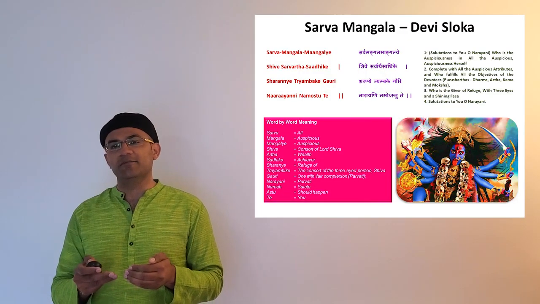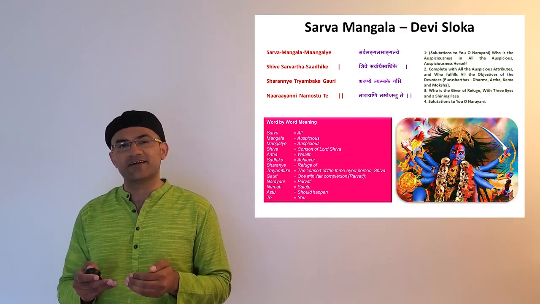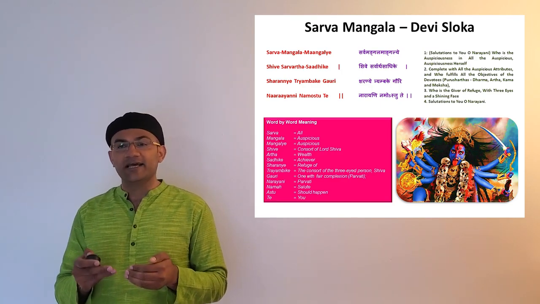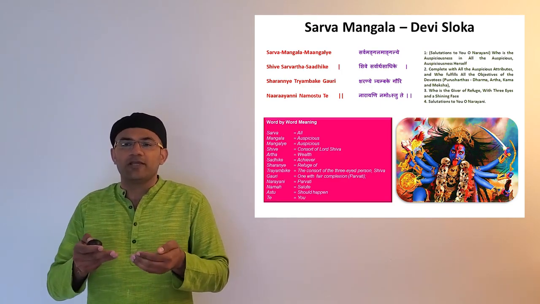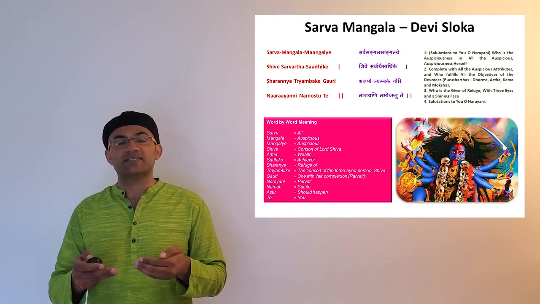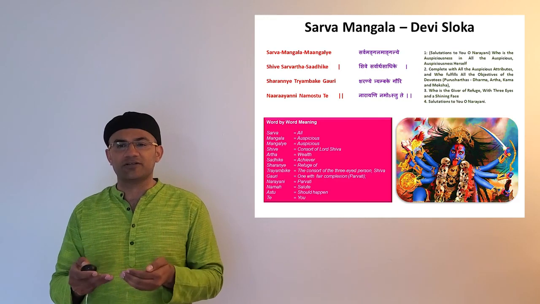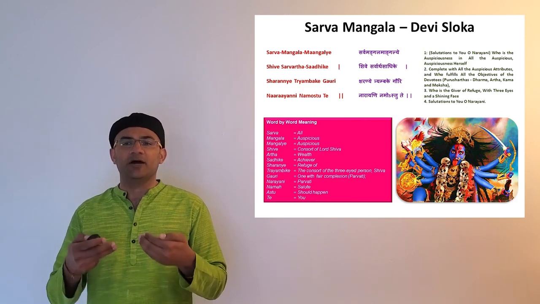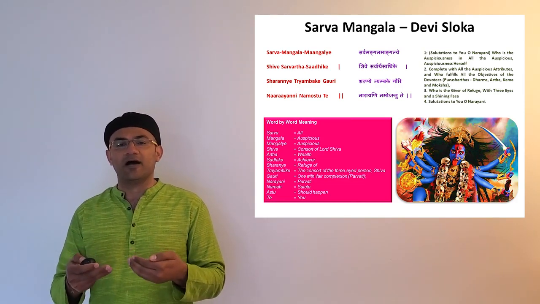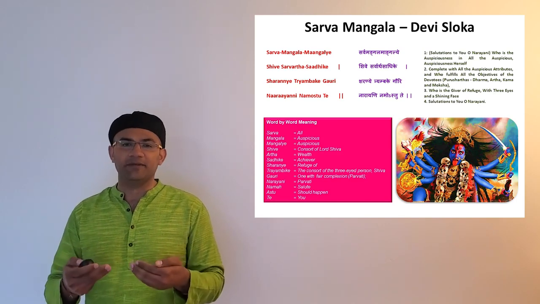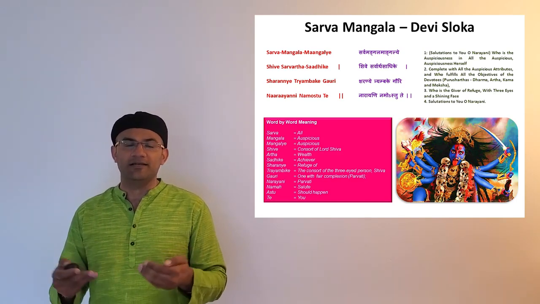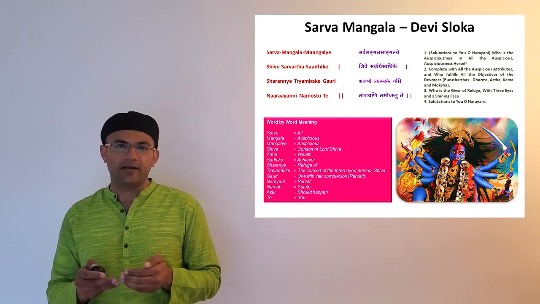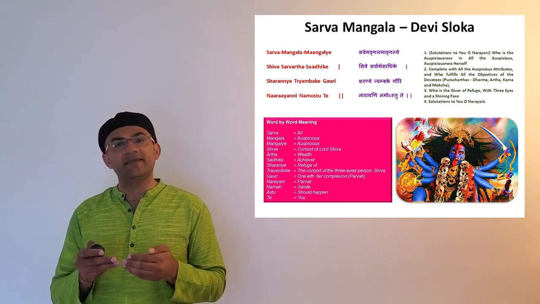Now, one of the very popular slokas, which we recite on a daily basis, is Sarva Mangala Mangalye, Shive Sarvartha Sadhike, Sharanye Tryambake Gauri, Narayani Namostute. Here you are invoking auspiciousness, and it's a salutation to the mother goddess, the divine mother Shakti, the Narayani. You're saying, please help me in whatever way possible, and help me achieve dharma, artha, kama, moksha, on all fronts. It's a very popular sloka, and people recite it on a daily basis, dedicated to Devi.